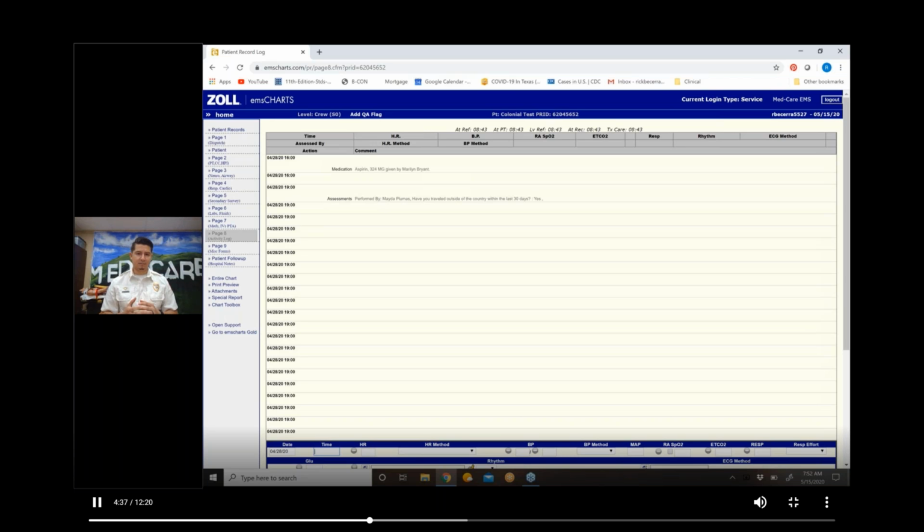So if you have any of these patients that have any of these symptoms, go ahead and start thinking in the back of your mind, hey, maybe this is a candidate for coronavirus, or they have COVID-19, and so document accordingly, okay? So let's go through the chart here.